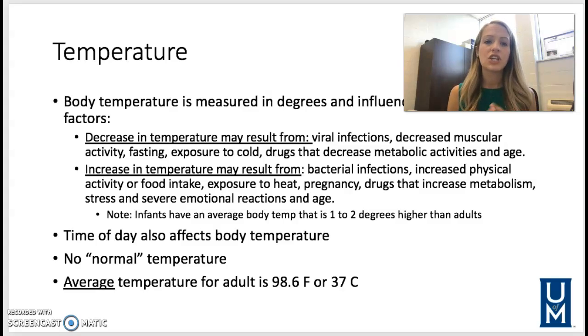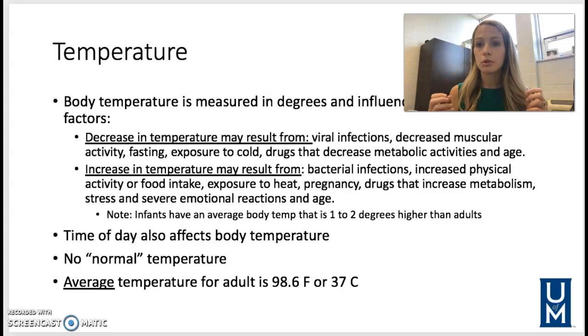And speaking of age, infants often have a body temperature that is 1 to 2 degrees higher than in adults. Just remember that if you ever start working with pediatrics, their temperatures seem to run a little bit warmer than we do as adults. Time of day also affects body temperature. What time of day do you guys think that your body temperature is going to be the lowest? If you're thinking early in the morning or while you're asleep, that is absolutely correct. Because if you think about it, that's when your body's had the most rest, it's the most still, and then throughout the day, your body temperature actually rises.